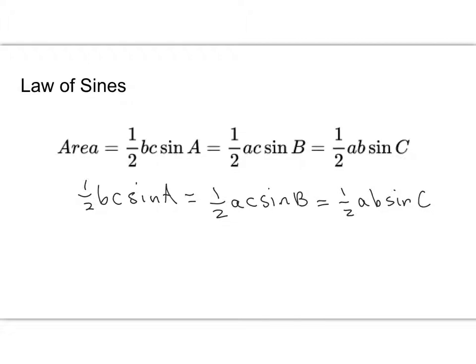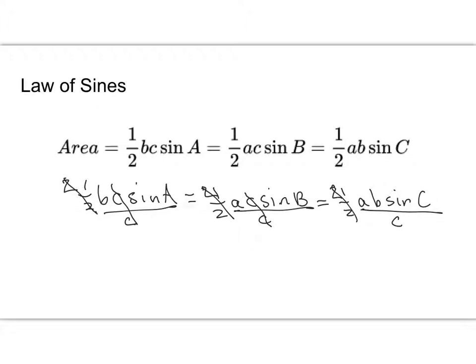I'm going to just multiply each one of these by 2. Why did I do that? Because I wanted to get rid of the 1/2. Okay, and I'm left with BC sine of A equals AC sine of B equals AB sine of C. Oh look, there's a C in 2 of these. Let's divide by the side C to get rid of C. I can't get rid of it in the last one because I don't have side C to cancel out.